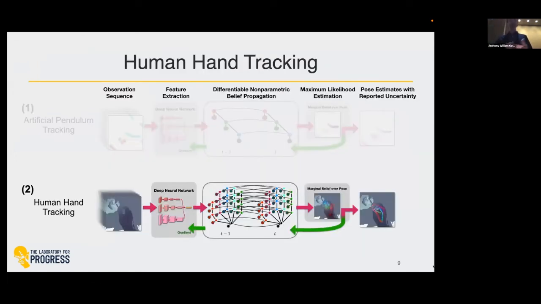The next problem that we looked at was human hand tracking. In this case, it's a more realistic, non-synthetic data set where we have depth images come into our model. We follow that same training and then testing process. In this case, the dimensionality of the problem is much larger, with 21 individual unobserved variables.